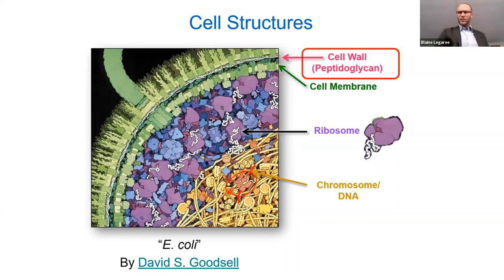The cell wall is made out of peptidoglycan. We'll talk about what that is in a bit. I know it's a bit of a mouthful, but take a look at the word: peptidoglycan. It does have a meaning, and we will talk about that.